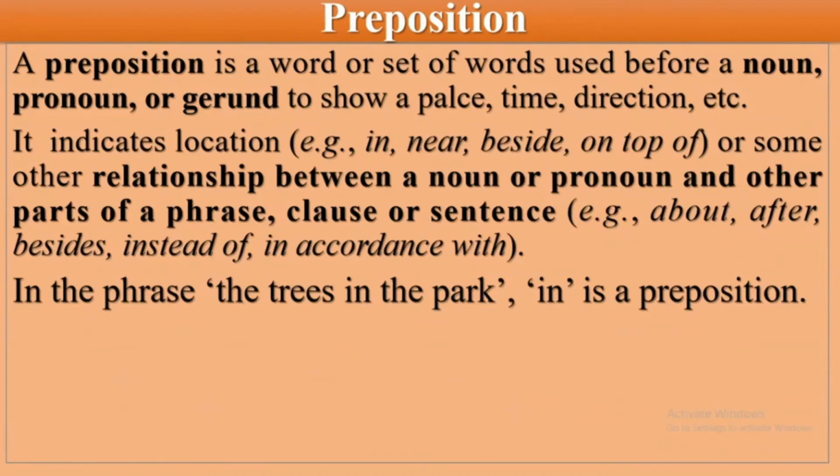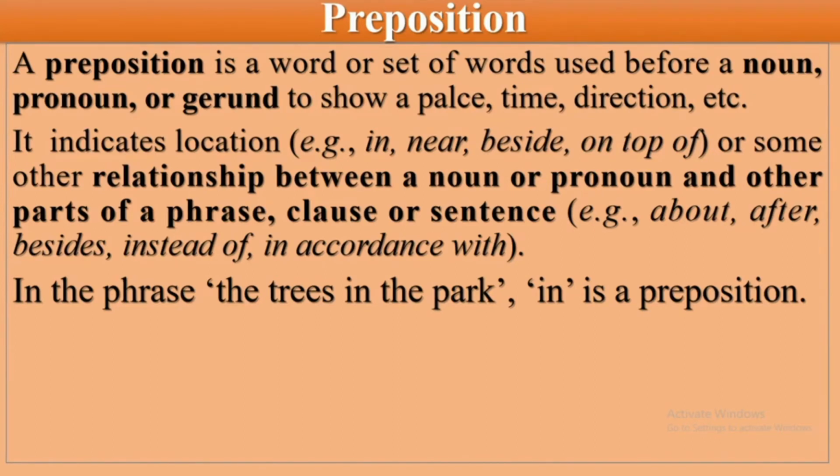We are going back to preposition again. A preposition indicates location or other relationship between a noun or pronoun or other parts of a phrase, clause or sentence. In order to indicate location, we usually use in, near, beside, on top of, etc. And in order to show other relationships, we can use about, after, beside, instead of, in accordance, etc.